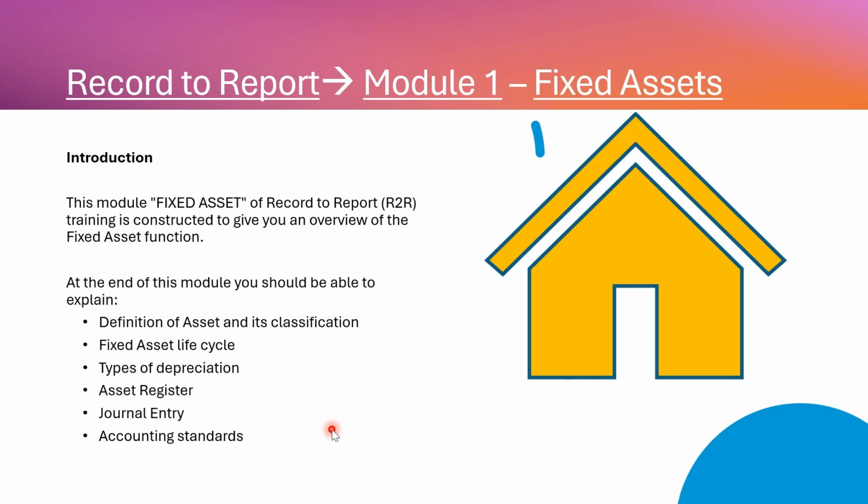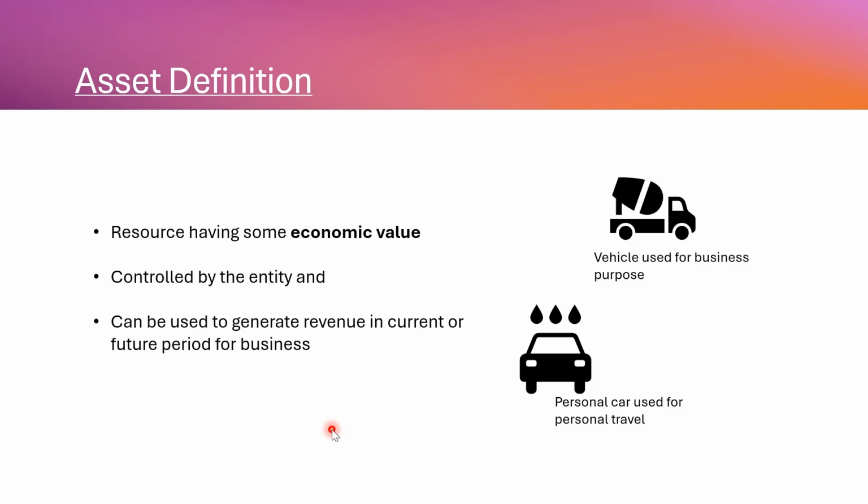So, to begin with, let me first make you understand when you say that this is an asset of a company, or anything you pick is an asset of a company, how do you define it? To define that, we have three major criteria. First, the economic value. When you pick any asset, think: does this resource have some economic value, right? Who is controlling this particular asset? Is it controlled by the entity or not? It can be used to generate revenue in the current or a future period for a business purpose.